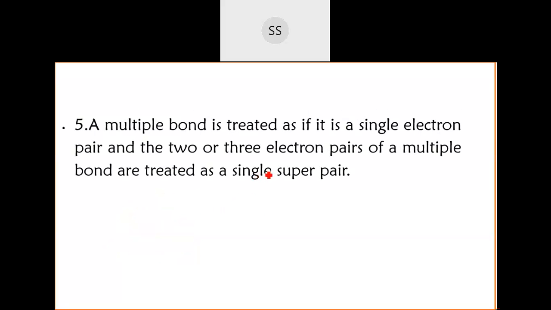And then if a multiple bond is present, like a double bond or a triple bond, then all these bonds are taken as a single electron pair. So if there is a multiple bond present between the 2 atoms, we are going to treat it as a single electron pair.